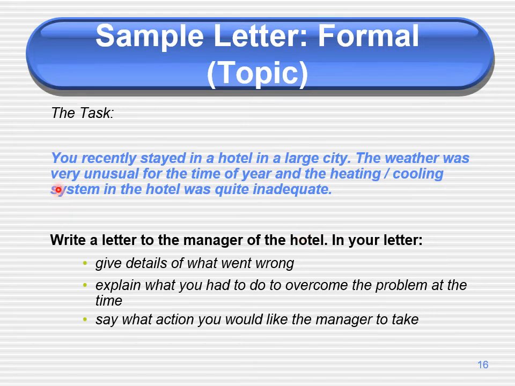The task is, you recently stayed in a hotel in a large city. The weather was very unusual for the time of the year, and the heating or cooling system in the hotel was quite inadequate. Okay, so you were not happy with the heating or the cooling system. Write a letter to the manager of the hotel, and in your letter give details of what went wrong, explain what you did to overcome the problem at the time, and say what action you would like the manager to take.